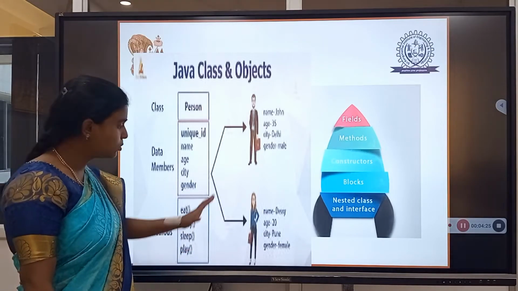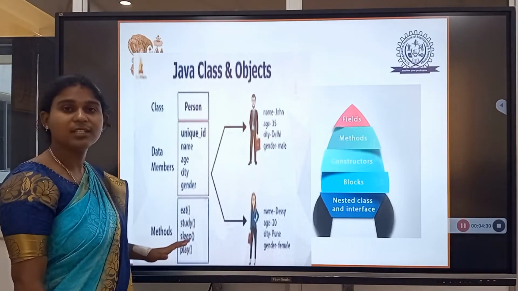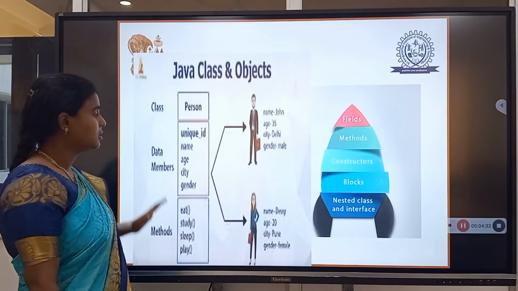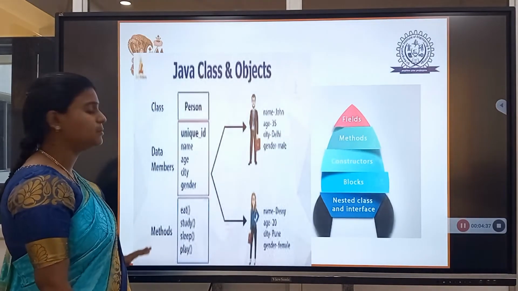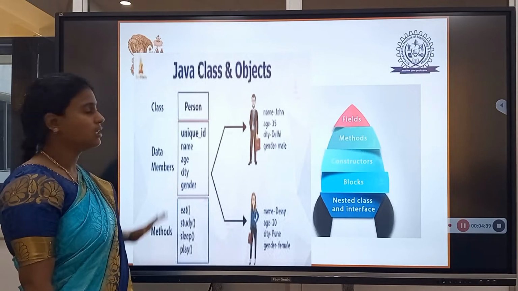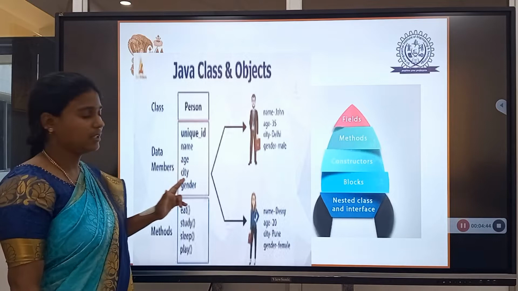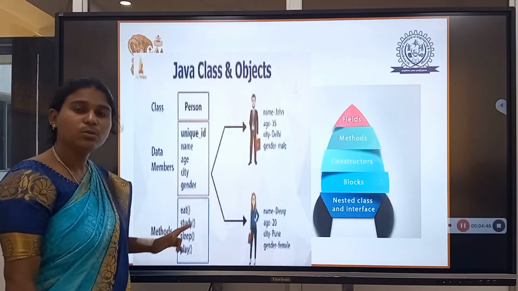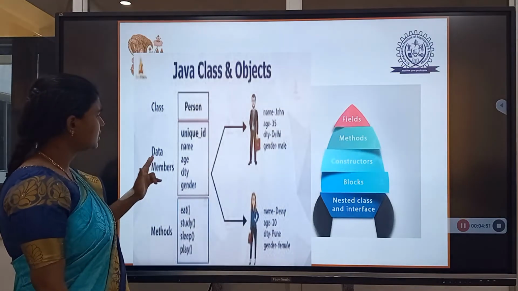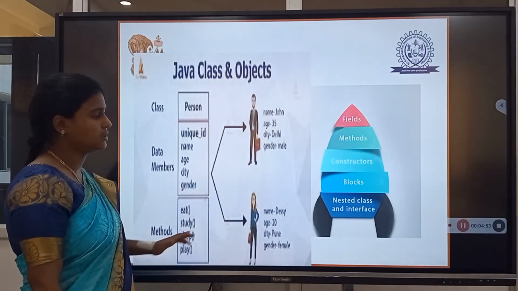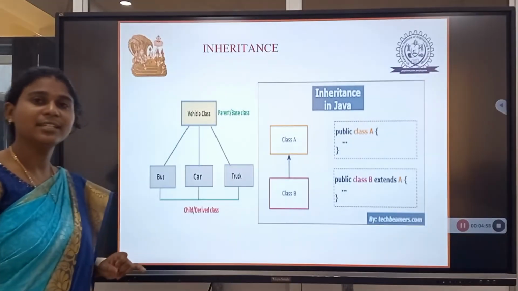Clear? Through that, what behavior we are doing, what actions we are doing, that is called methods. So the simple definition of a class is a collection of data members and methods. Data members means the properties the particular object has. Methods means the actions we are doing. These are the properties and methods. Next we are going to see inheritance.